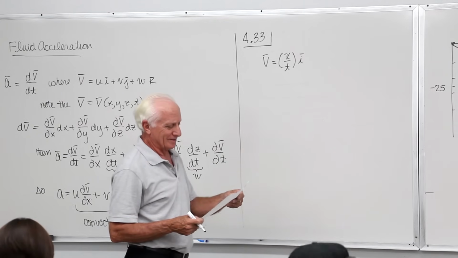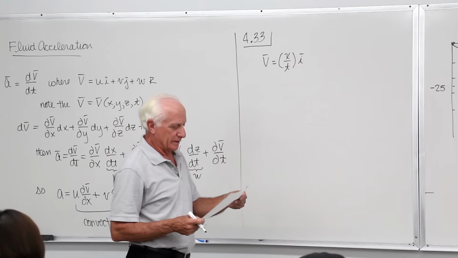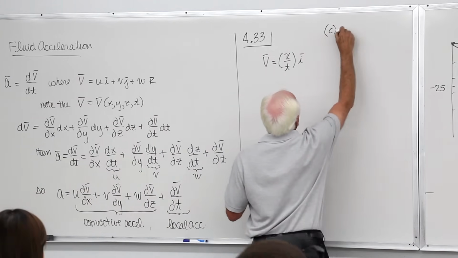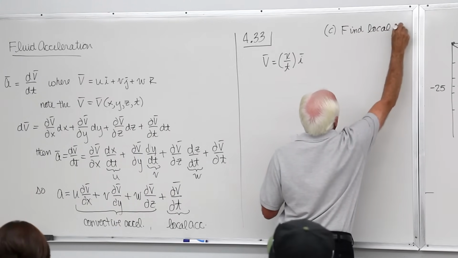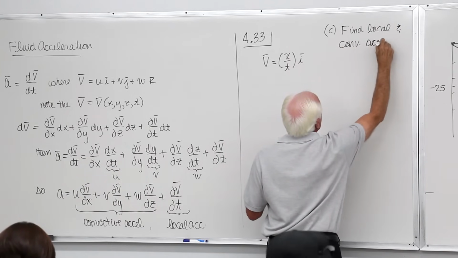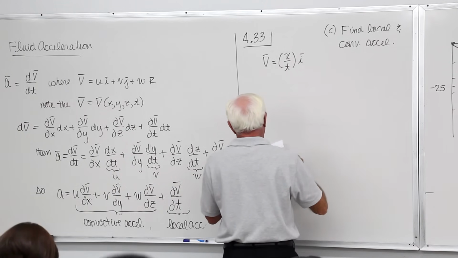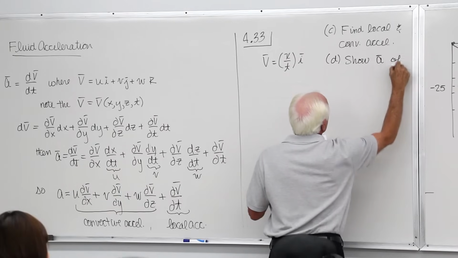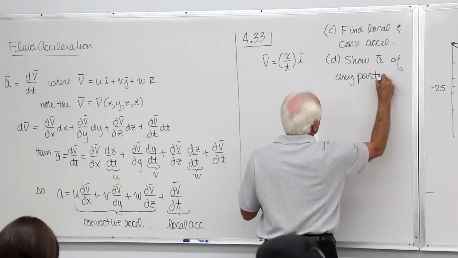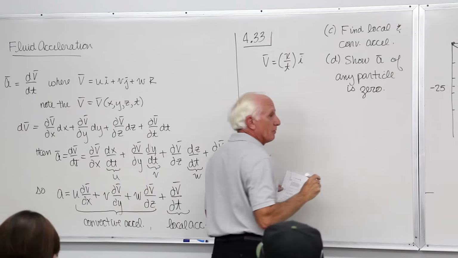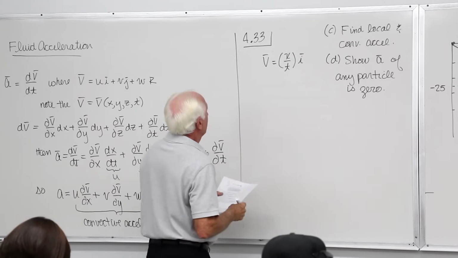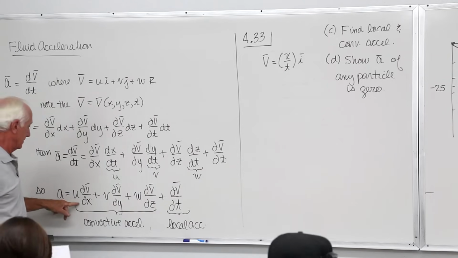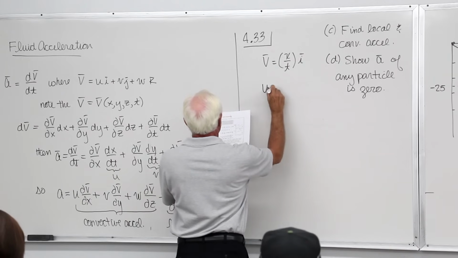One's a plot. You can plot that. That's simple. You can plot that. But part C and part D. So part C, find local and convective accelerations. And part D, the acceleration of any particle should be zero. Okay, again, just like over here, we see that u is our x component. So our u is x over t.